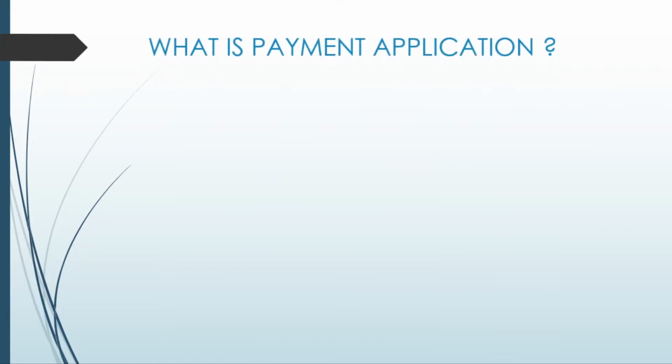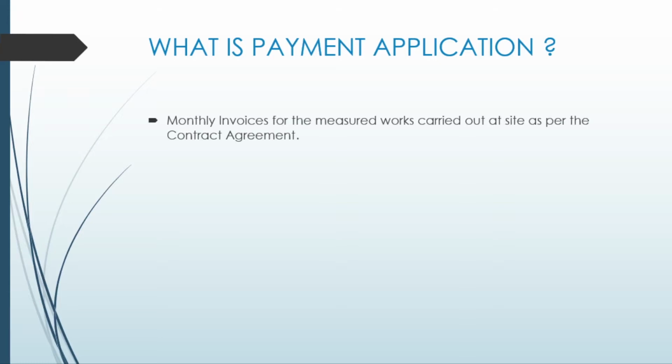Now let's understand what a payment application is. Payment application has other names used by different organizations. Some call it a progress application, some use the term running account bills, and then some call it just an invoice. This document basically converts your physical works executed at site into revenue. The way to prepare it, when to submit it, and the supporting documents to attach with it are all mentioned in the contract agreement of the project.